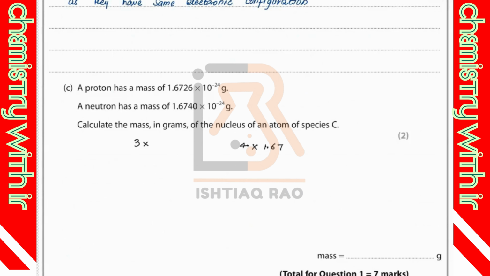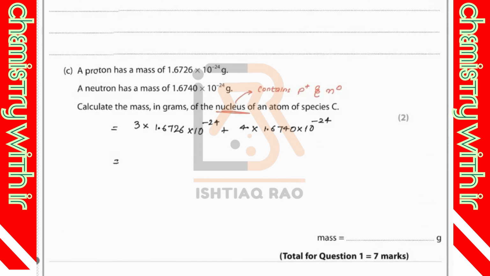4 multiplied by the neutron mass, 1.6740 × 10^-24, and the proton has a mass of 1.6726 × 10^-24. Then you add them together, so you get the mass in grams of the whole nucleus, because we know the nucleus contains protons and neutrons. So I'm going to add them up. What's the answer?